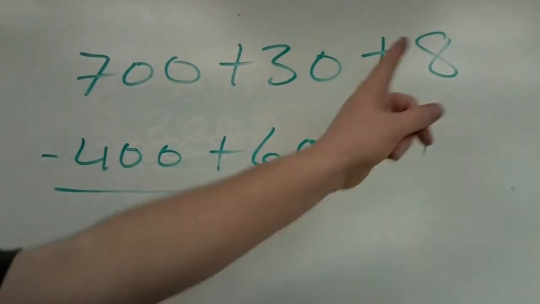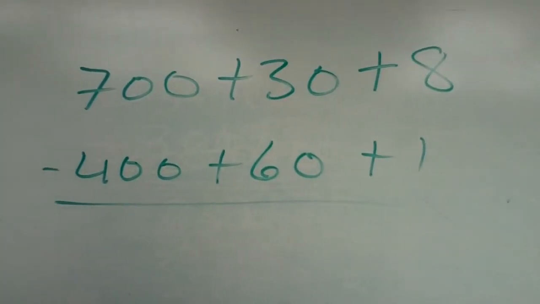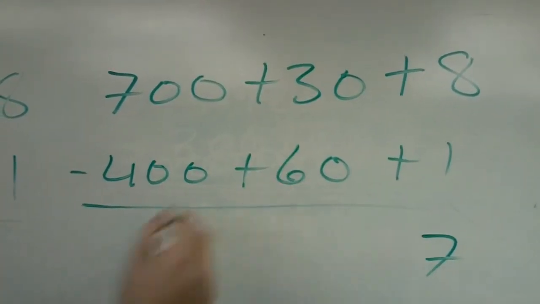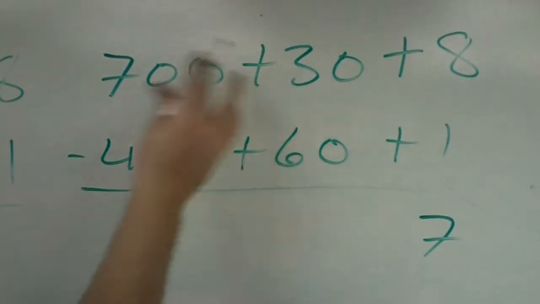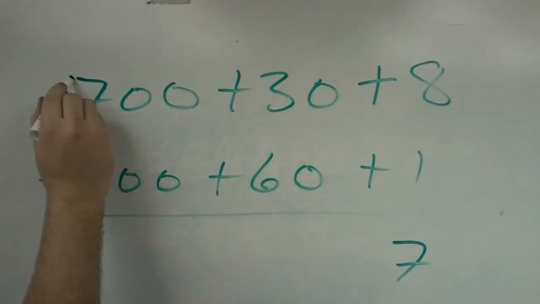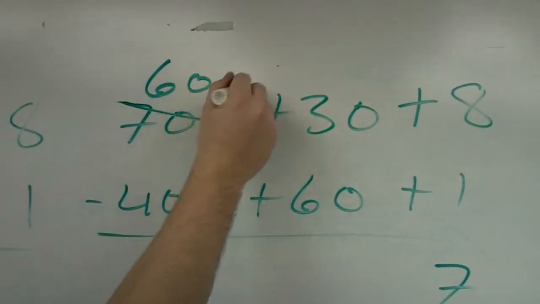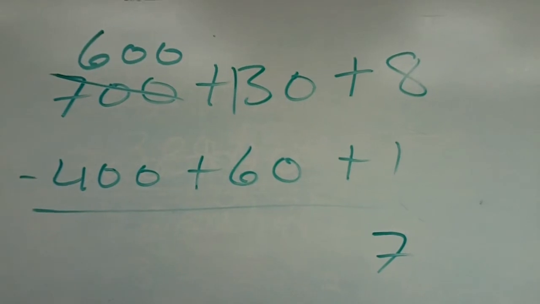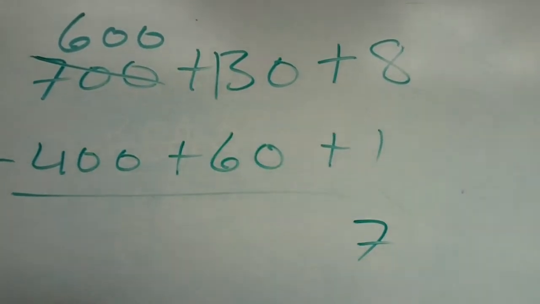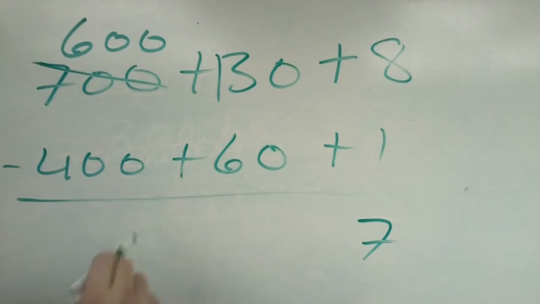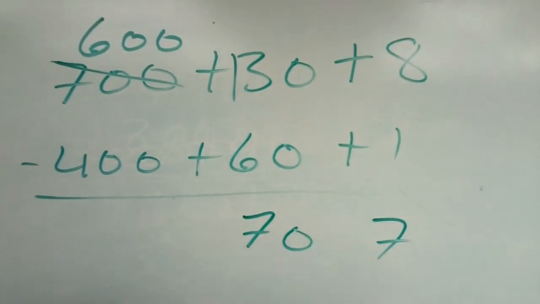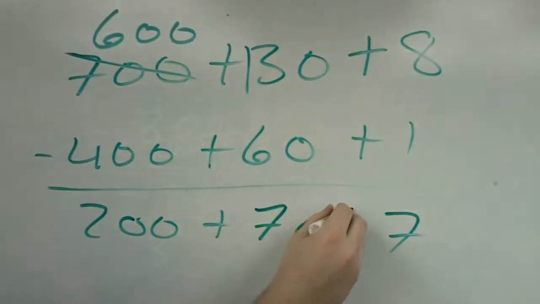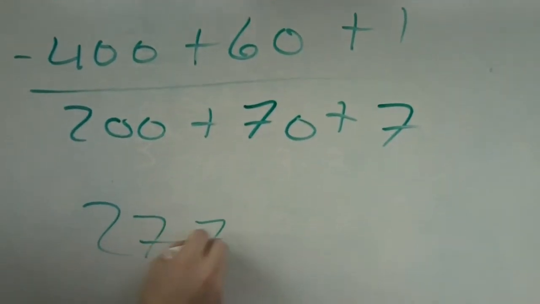So we start in our ones place. This time we can do this. 8 minus 1 is 7, so that's not a problem. The problem occurs in our tens column. 30 minus 60 we can't do. So we're going to go to the hundreds column here. We're going to borrow 100 from this and make it 600. Add 100 to 30 and that makes it 130. And so now we can perform our subtraction in the tens column. 130 minus 60 is 70. 600 minus 400 is 200. We're adding these together, so we get 277.